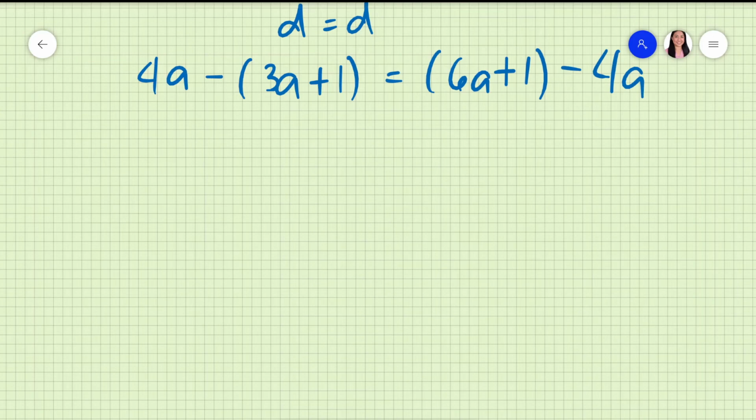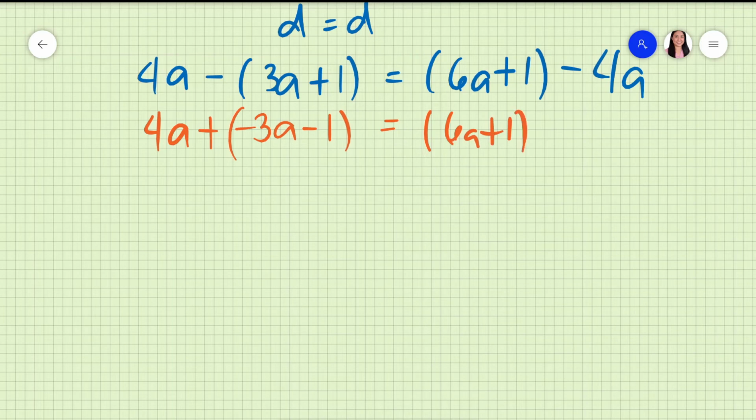To simplify this equation, we need to change the signs of the subtrahend 3A plus 1 to negative 3A minus 1. Then we can proceed to addition. Same with the other side of the equation. Copy quantity 6A plus 1. Then, change the sign of the subtrahend to negative 4A. Then we can proceed to addition. Next, we can combine similar terms, 4A and negative 3A, and it will leave us a variable A.